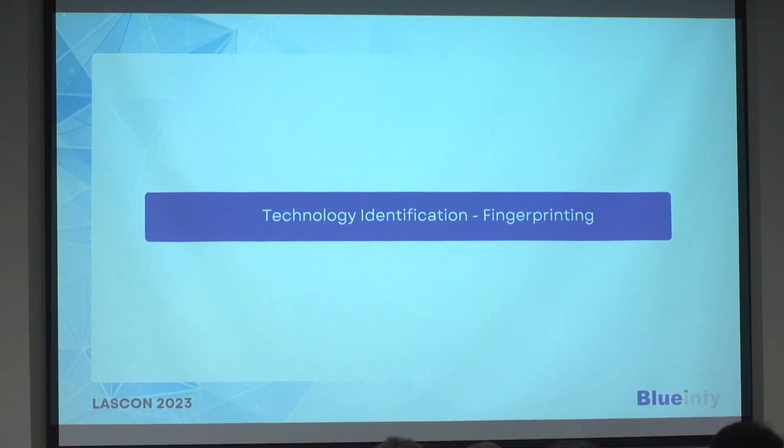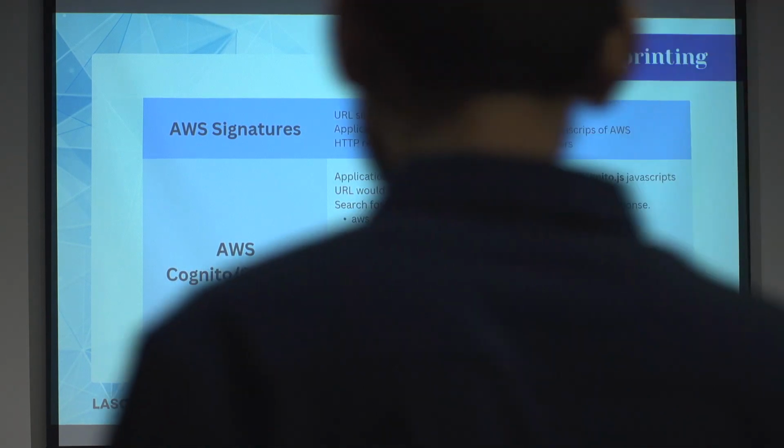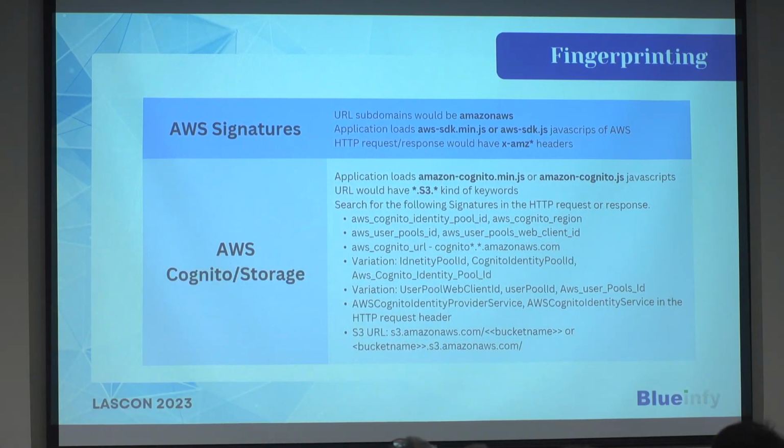The first one would be technology identification fingerprinting. When an application uses your cloud components, there are certain signatures in the request and response in your HTTP traffic. For example, if you want to look at AWS signatures, then URL subdomains would have Amazon AWS. If it is from the client side and it is uploading some data, then the AWS SDK JS file library will be loaded. The HTTP request and response header would have the x-amz header. So from that you can figure out, okay, this application is using some resource of AWS.